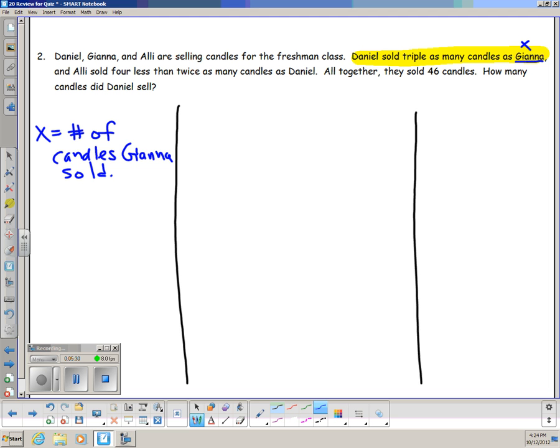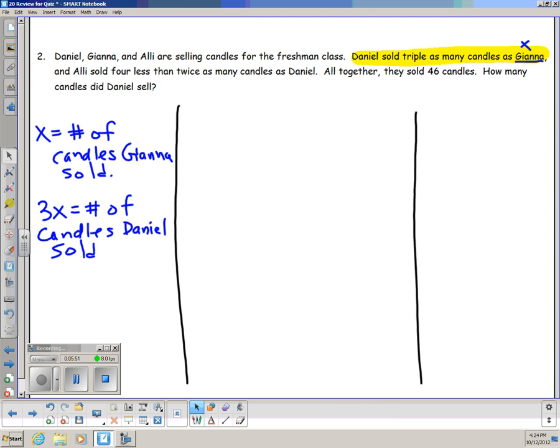Okay. Now, Daniel is the subject of the sentence. Daniel sold triple as many candles as Gianna. Triple X, so triple X is just 3 times X. So this is the number of candles Daniel sold.